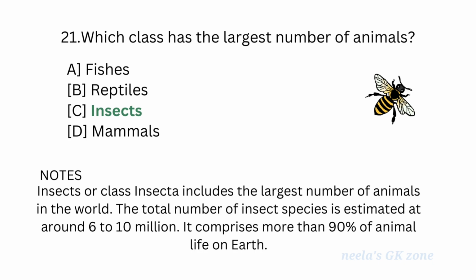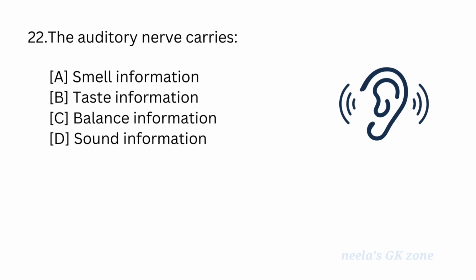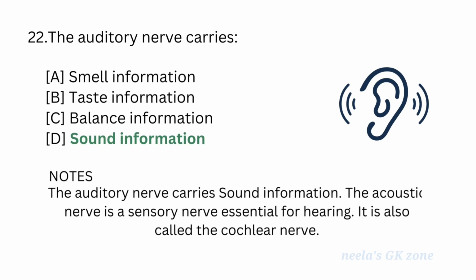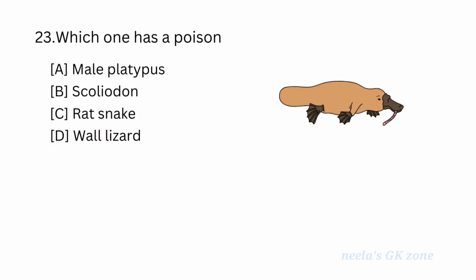And the next question is, the auditory nerve carries, and the answer is sound information. Notes: the auditory nerve carries sound information. The acoustic nerve is a sensory nerve essential for hearing. It is also called the cochlear nerve.